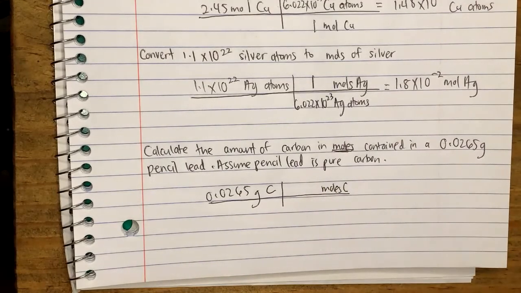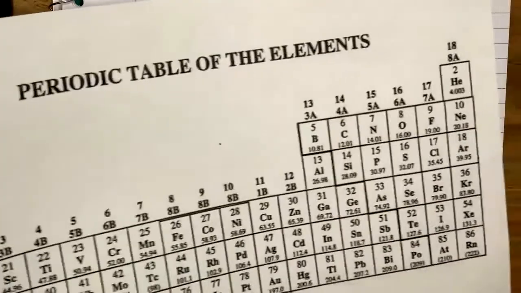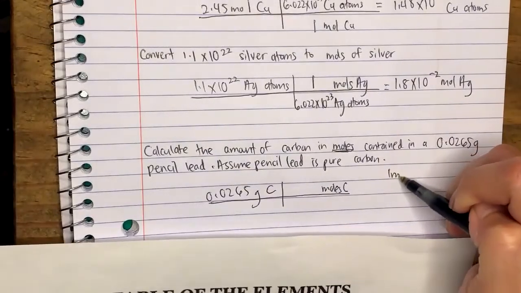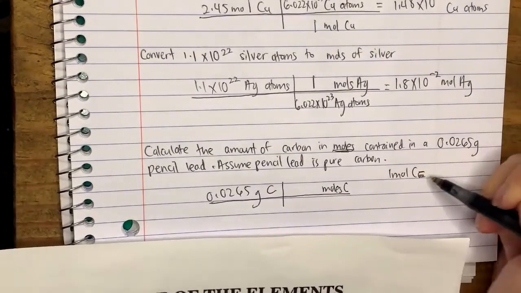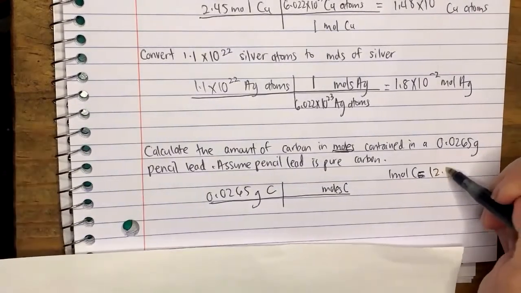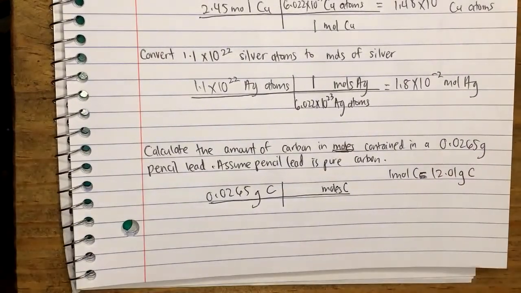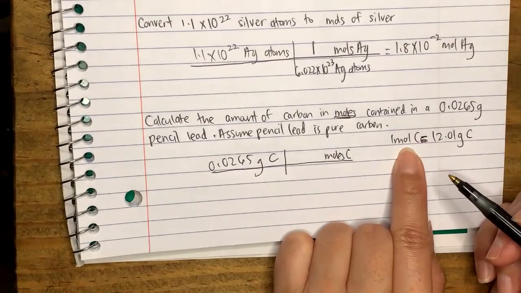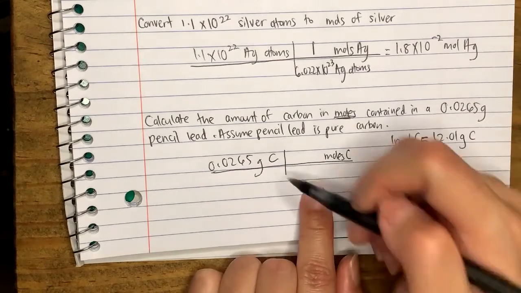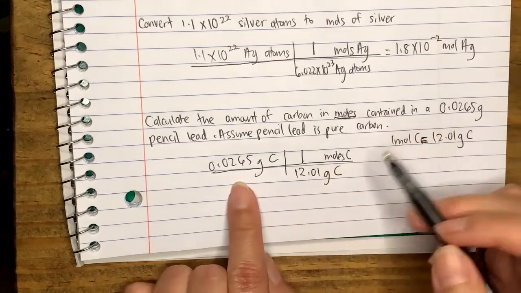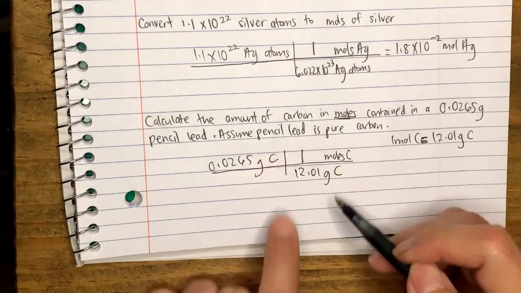Well, look on the periodic table. On our periodic table here, carbon is 12.01. So 1 mole of carbon is 12.01 grams. Then I know my mole goes on the top. Remember, mol is the abbreviation for mole, not M. M is for meter. So 1 mole of carbon is to 12.01 grams of carbon, and I put the grams at the bottom because I want to cancel these off.